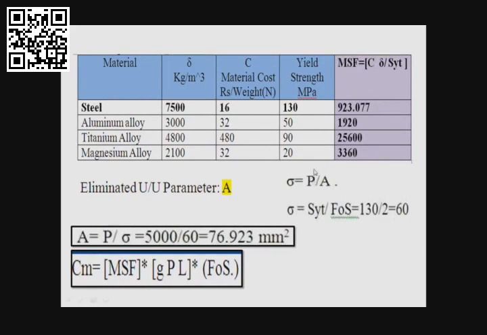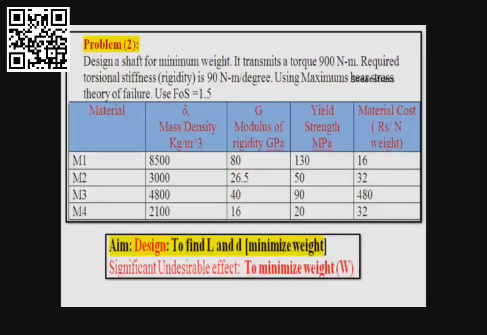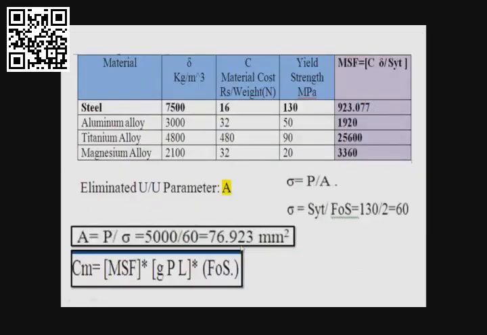Substitute in this equation, and you will get the area, that is area is equal to 76.923 mm square. So this is the design of the tensile bar for minimum cost from the available materials. Here we have not just done the design, we have done the optimum design.